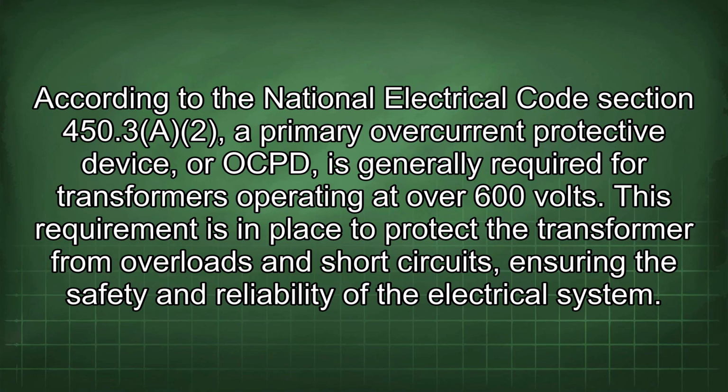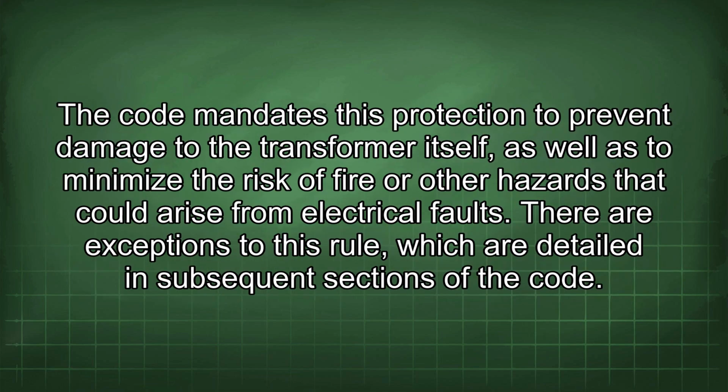According to the National Electrical Code Section 450.3(A)(2), a primary overcurrent protective device, or OCPD, is generally required for transformers operating at over 600 volts. This requirement is in place to protect the transformer from overloads and short circuits, ensuring the safety and reliability of the electrical system. The code mandates this protection to prevent damage to the transformer itself, as well as to minimize the risk of fire or other hazards that could arise from electrical faults.